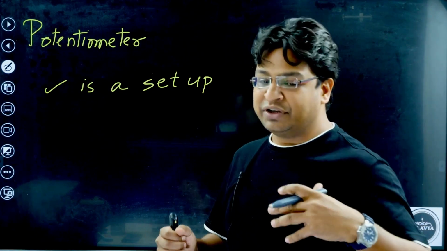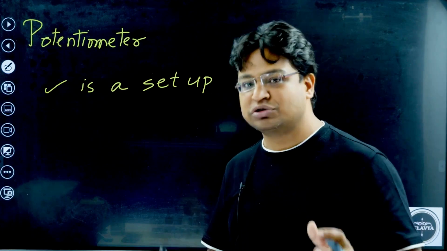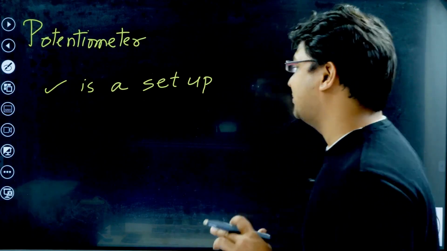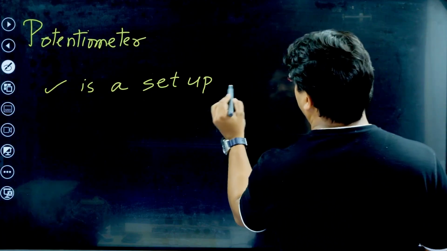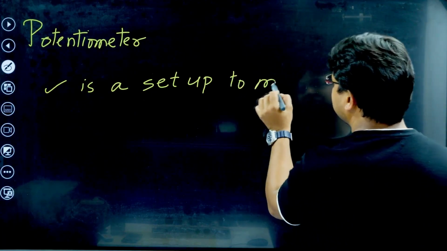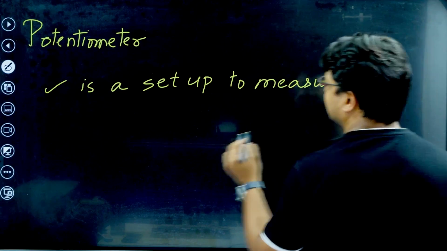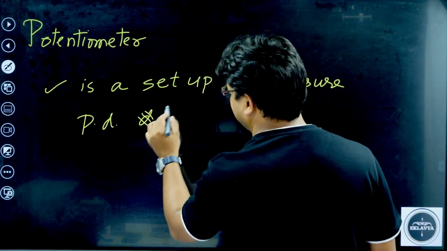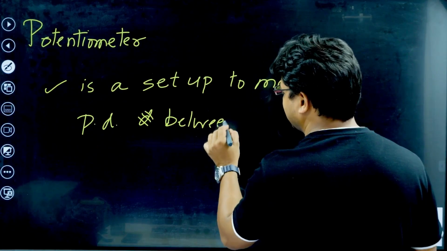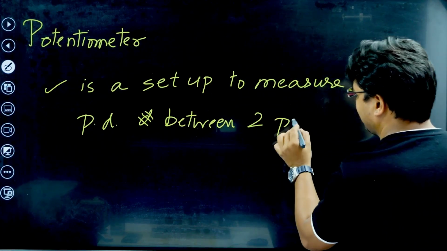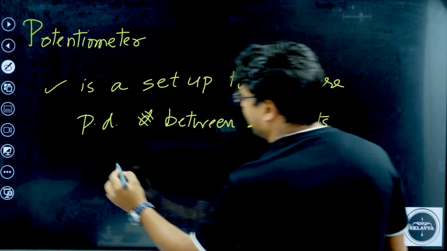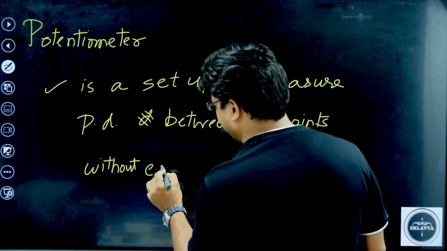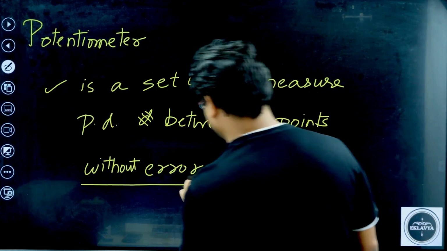Now, of course, we do get ready-made potentiometers also in market these days. But what we have to understand is that it's a setup. It's a setup to measure potential difference between 2 points without error. Now what does that mean? Like, without error, we have to understand this statement properly.